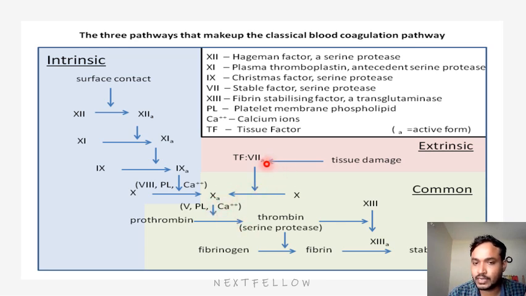Similarly, from the extrinsic pathway, 7 leads to 10A, and here 10 to 10A. After that, this 10A converts prothrombin to thrombin, thrombin converts fibrinogen to fibrin, and insoluble fibrin to stable fibrin, that means fibrin clots get formed. This is how blood gets coagulated.